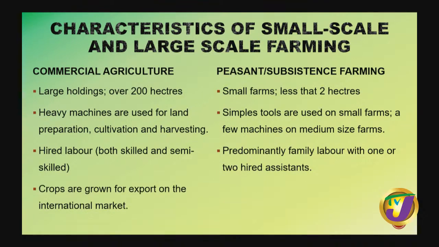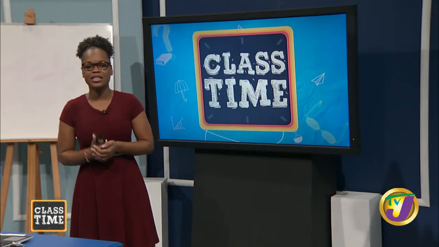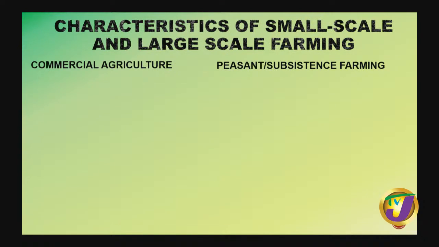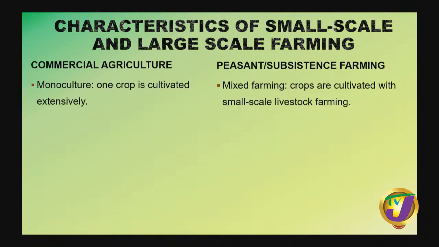The crops on commercial farms are grown specifically for the export market, whereas on peasant farms, they are grown for the consumption of the family, sometimes for the local market if there is enough for sale. On commercial farming, monoculture is practiced, meaning there's only one type of crop that is cultivated. On peasant farming, mixed farming is done.